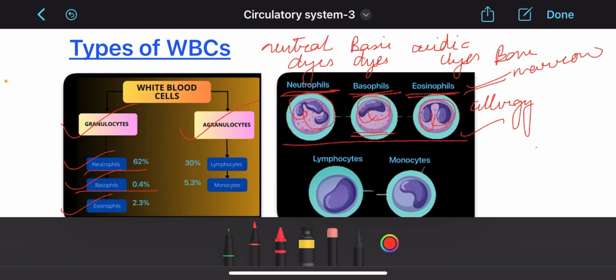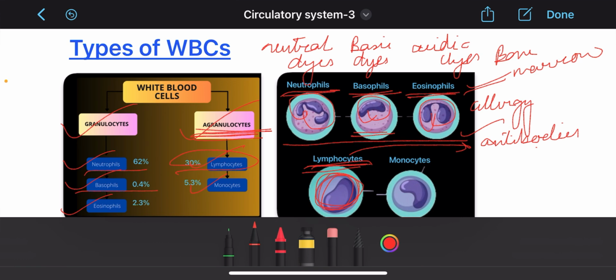Now there are another 2 types of WBCs, the agranulocytes, which do not have granules in them. These are lymphocyte and monocyte. Lymphocytes are 30% in total and they are the smallest WBCs, with a singly placed large nucleus. What is the function of lymphocyte? It is to produce antibodies against foreign antigens. They are also produced in the bone marrow and also in the lymph glands such as spleen and tonsils.